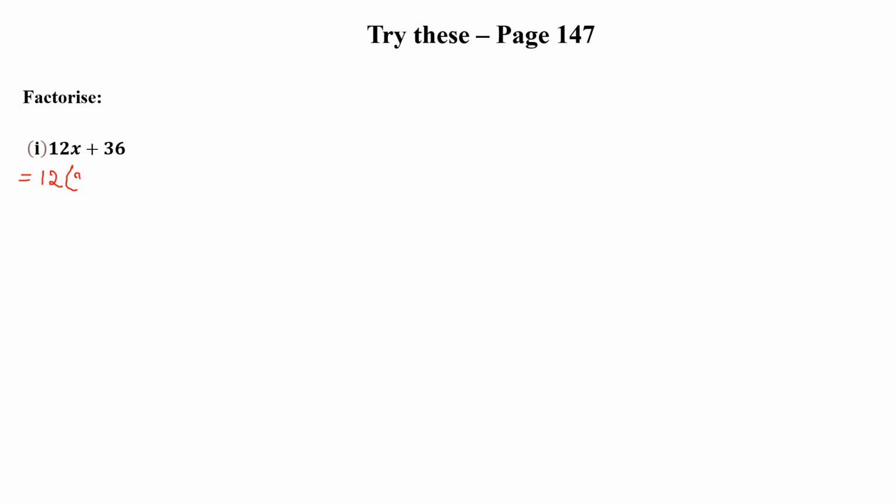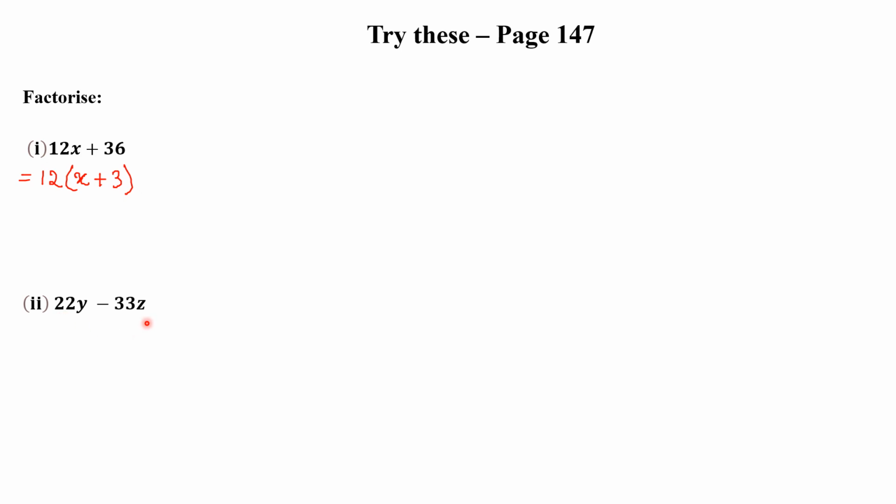So I can write here 12. If I take 12 common from the first term, only x will be left. And in the 12 table, 12 times 3 will give me 36. So the answer is 12 into x plus 3. This is the factorization.